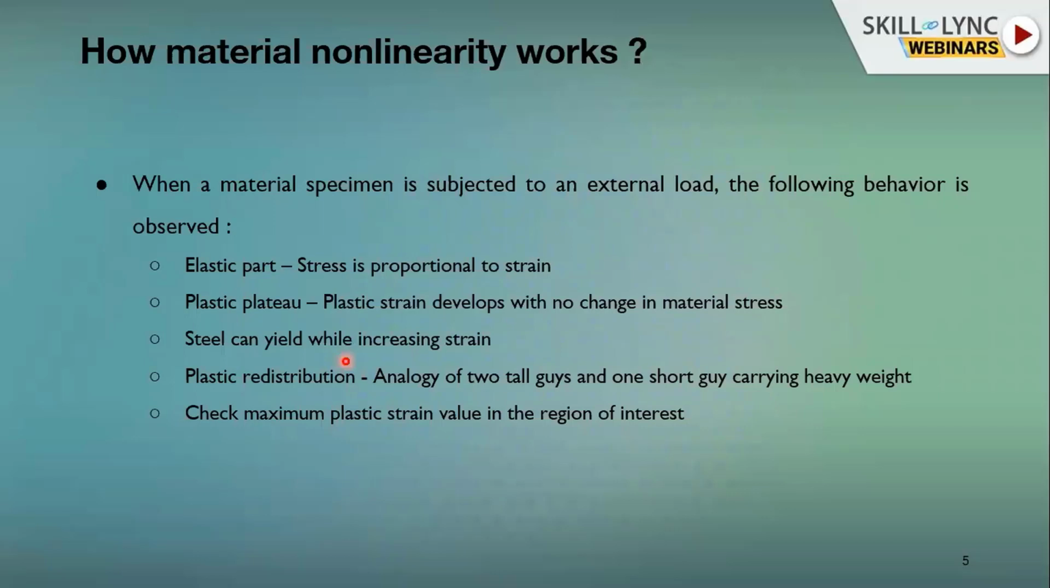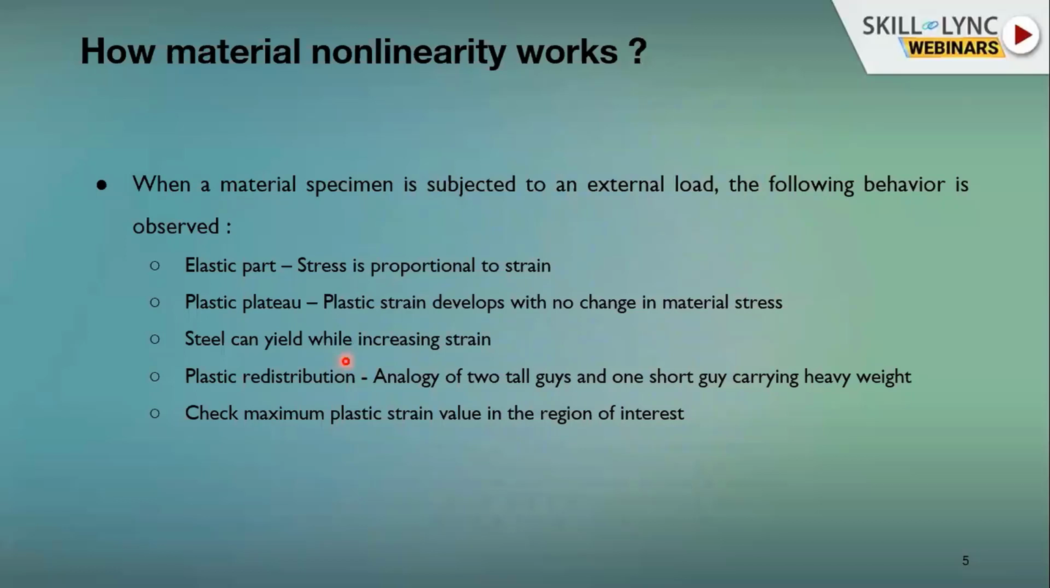So we also talk about plastic redistribution. There is something called plastic adjustment. So I'll come to this point. I'm going to give you a very good example to understand what this plastic adjustment or redistribution is all about in the upcoming slide.